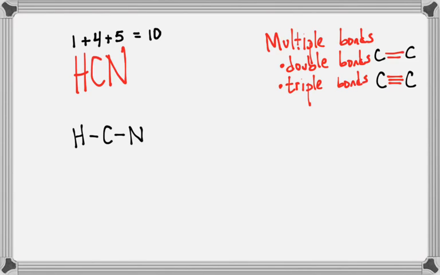Connect them at first with single bonds. That represents 4 electrons. So we just used up 4 electrons. Each of those bonds was 2. So now we've got 6 electrons left.